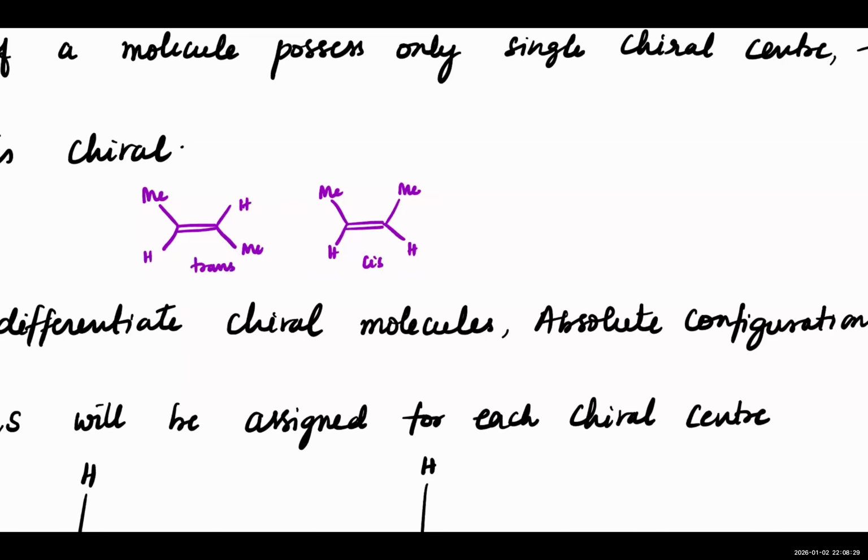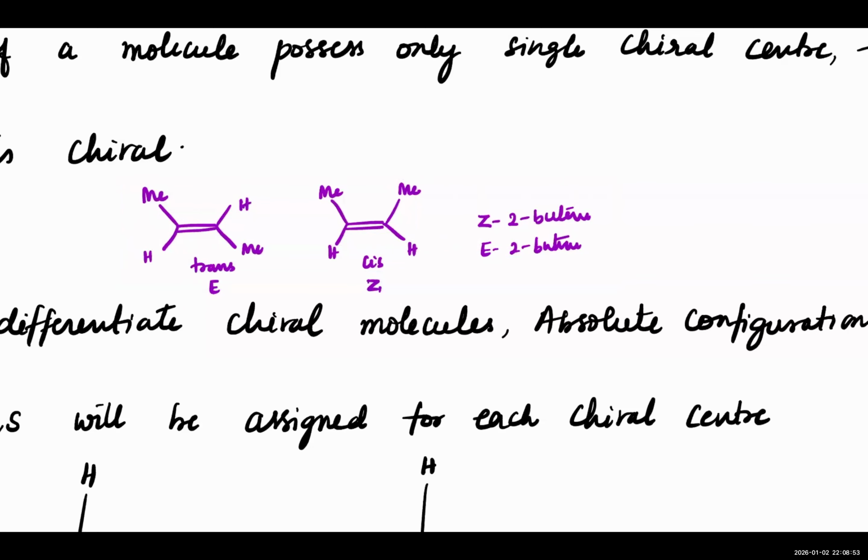Actually, in strict IUPAC, we do not use cis and trans. Rather, we use E and Z isomer. So we write it like this: Z-2-butene or E-2-butene. This is how we write. Correct? So E and Z configurations are used for geometrical isomers.